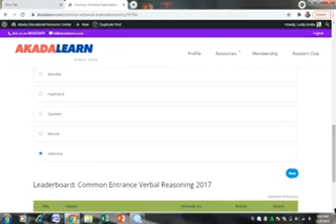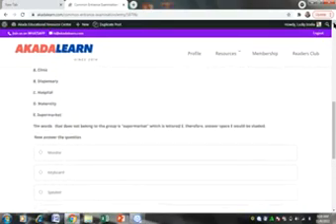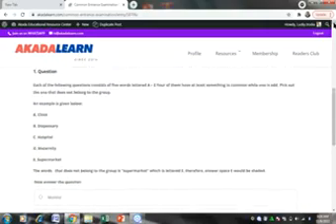The first thing you do is to read the instruction before attempting to answer any question. So let's read the instruction. Question 1. In each of the following questions, there are five words lettered A to E. Four of them have at least something in common, while one is odd. Pick out the one that does not belong to the group. So we are expected to pick out the odd one.